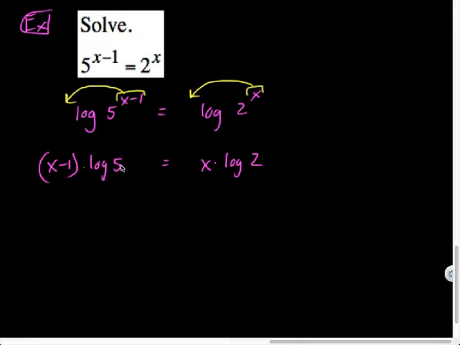And now what I'm going to do is distribute here first of all, and bring all of my logs together that have x's. So let's distribute here. So I'll have an x log 5 minus log 5 times negative 1 would be negative log 5, or negative 1 log 5 if you want that, equals x log 2.